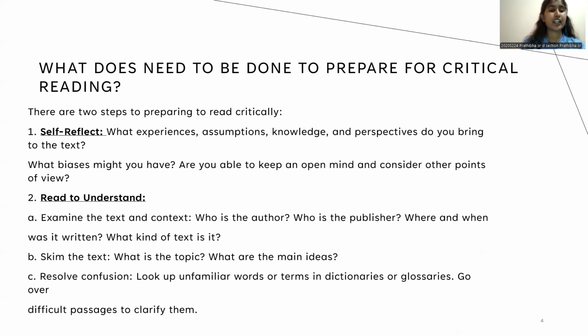The second one is read to understand. Examine the text and context. Who is the author? Who is the publisher? Where and when was it written? What kind of text is it? Skim the text. What is the topic? What are the main ideas? Resolve confusion. Look up unfamiliar words or terms in dictionaries or glossaries. Go over difficult pages to clarify them.